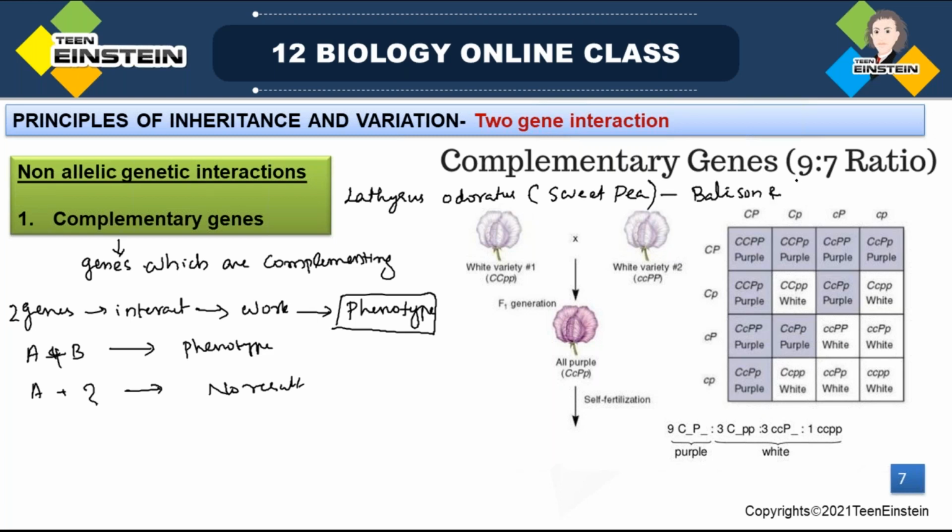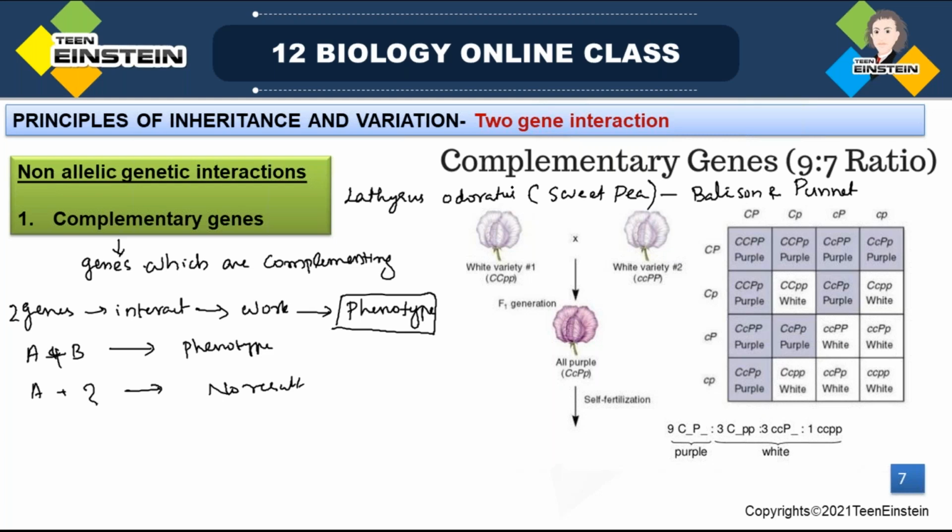Bateson and Punnett. Note down the scientist's names. The plant is Lathyrus odoratus, which is sweet pea. Sweet pea is the common name and the scientific name is Lathyrus odoratus. The complementary gene experiment is an example of complementary gene interaction. In that, the purple flower color is an example of complementary gene interaction. This study was conducted by Bateson and Punnett.